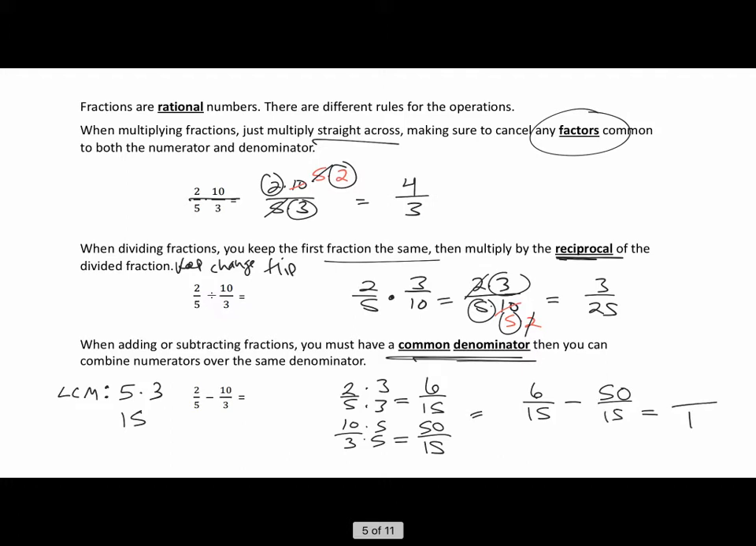And now that I have the same denominator, I'm talking about 15ths, this difference is going to be 15ths. That stays the same. So then I just subtract the numerators. 6 minus 50 is going to be a negative 44. And 44 is 2 times 11. That doesn't have any factors in common. So that's going to be my simplified final difference here.